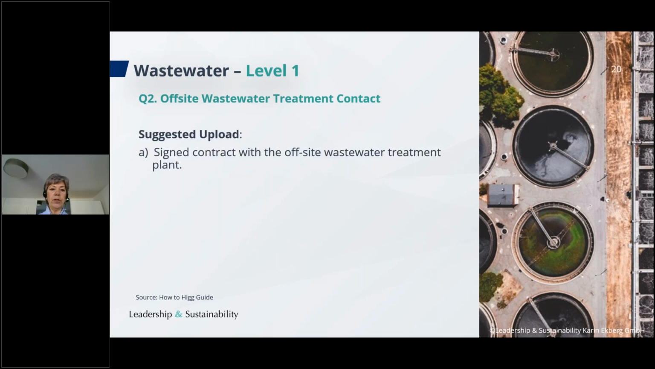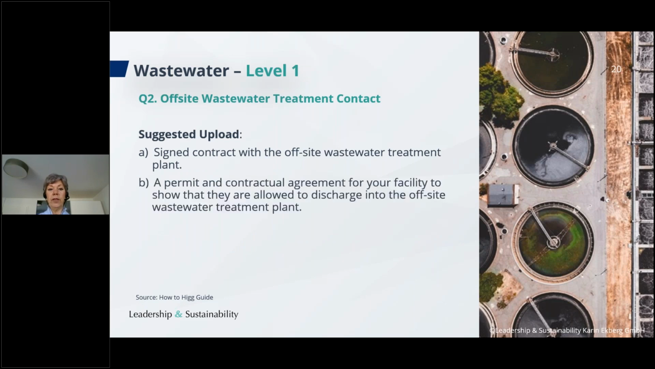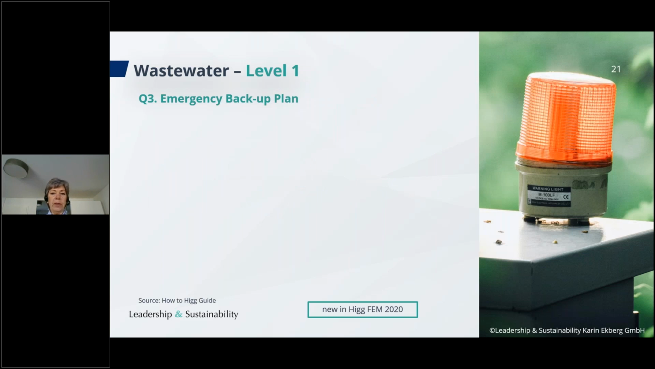And we also suggest that you upload, when available, the signed contract with the wastewater treatment plant, and then of course any permit that you have that shows that you are allowed to discharge into the offsite wastewater treatment plant. Then question number 3 is also a really important question.